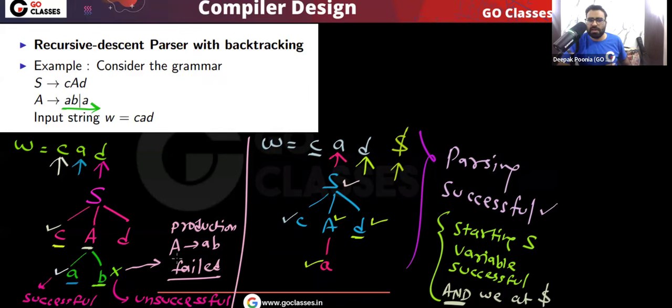I hope you understood this example. Very simple. So just put a tick mark if something is successful. And if all the branches are successful, then this variable also you put a tick mark, that this is also successful. And remember, whenever there is a matching, you move to the next input symbol. So these basic things you have to do.